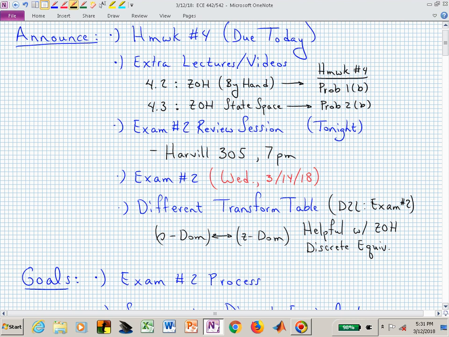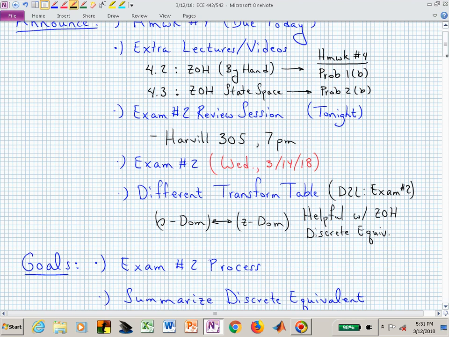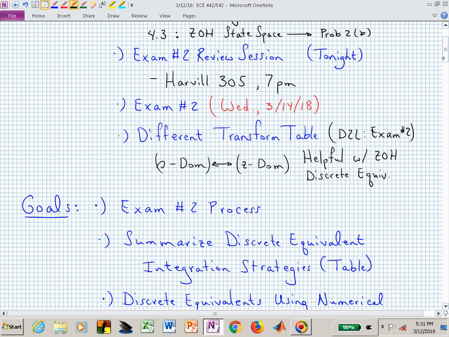The exam, as I said, is on Wednesday of this week, and there is now a different transform table available to you if you want. This might help you if you're doing the zero order hold equivalence and you want to see an S-domain expression and what that immediately gives you in the Z-domain. There's now a table that contains those two column entries in the same row, and that is maybe quicker when you're looking at the Z transform of a Laplace transformed quantity, if you've done the partial fraction expansion in the S domain.